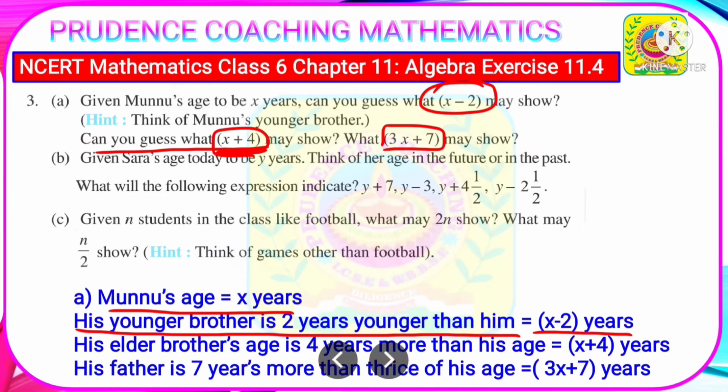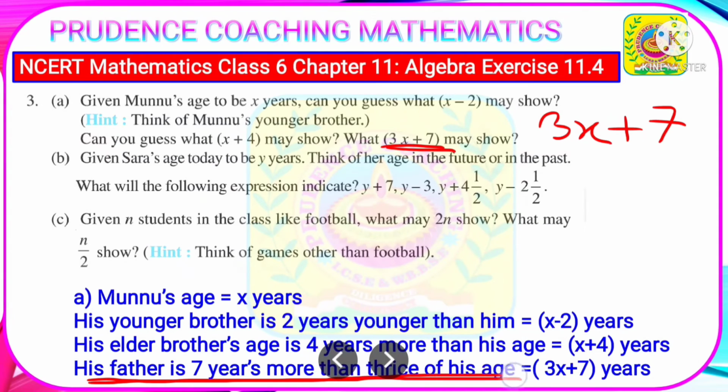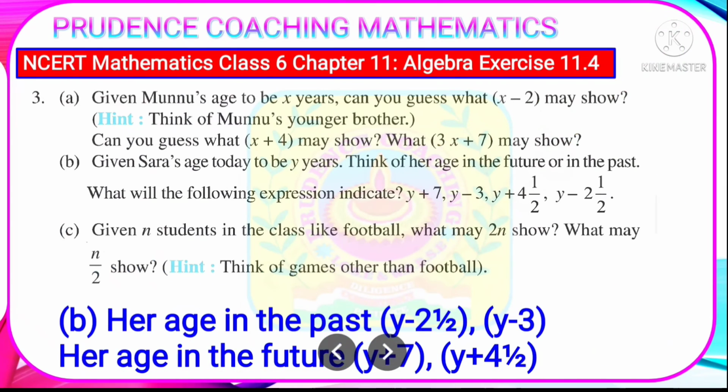Now as you can see, 3X plus 7 means 3 times Manu's age plus 7. That means someone who is much bigger than Manu. It can be his father, uncle, mother, anyone. Thrice his age means 3 into X, and plus 7 means 7 years more. So you write: his father is 7 years more than thrice his age, that is 3X plus 7 years. Let's start with the next question, that is 3B.